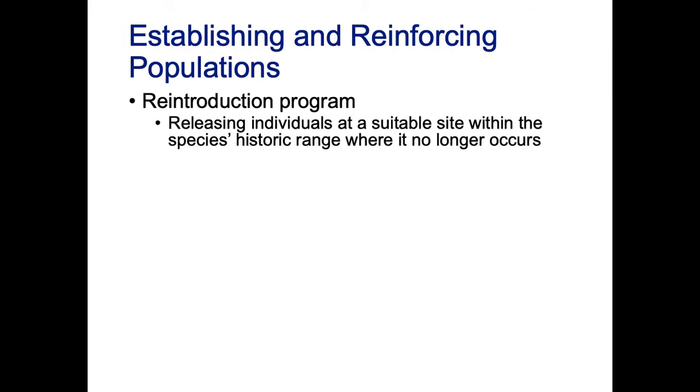So a set of really important tools are establishing and reinforcing populations. So we don't want the species to become extinct in the wild, or if it is extinct in the wild, we want to reestablish populations in their native habitat. So this includes things like reintroduction programs, which is releasing individuals at a suitable site within the species' historic range where it no longer occurs.